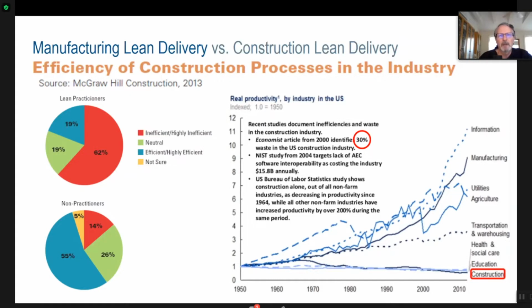And here's another quote from the Economist that 30% waste in U.S. construction industry. But then if you turn around and ask the non-lean practitioners, 55% of them say that the industry is highly efficient. So that's quite a contrast to see that 90% of the market is not using lean practices, and most of them, more than half of them, think that they're really efficient. So there's obviously some gap in there that shows a truth that we're not all on the same page about right now.